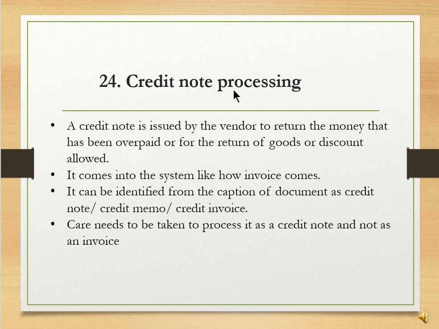Next question is credit note processing. So a credit note is issued by the vendor to return the money that has been overpaid or for the return of goods or discount allowed. It comes in the form like an invoice itself. It can be identified from the caption of the document. The document, like an invoice that we receive, the caption will be credit note, credit memo, or credit invoice. By this we can identify that these are credits.